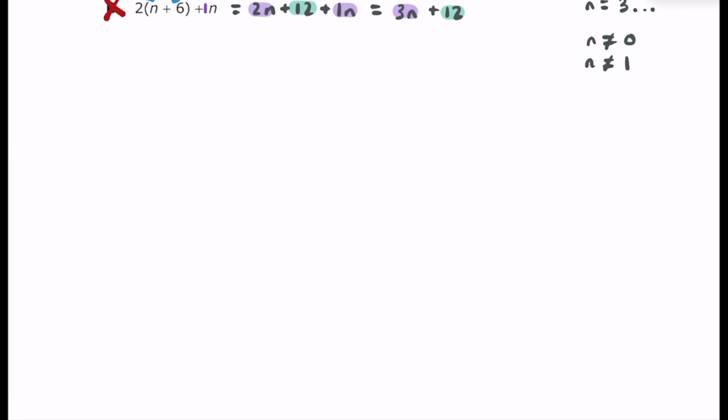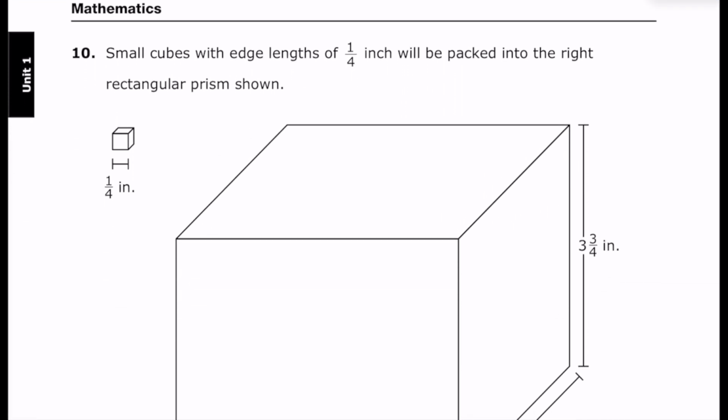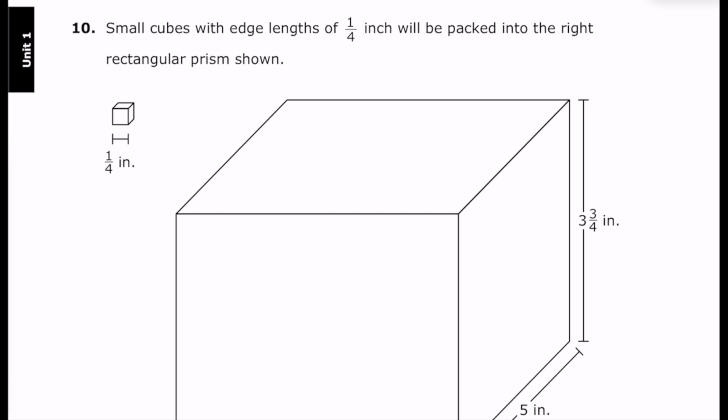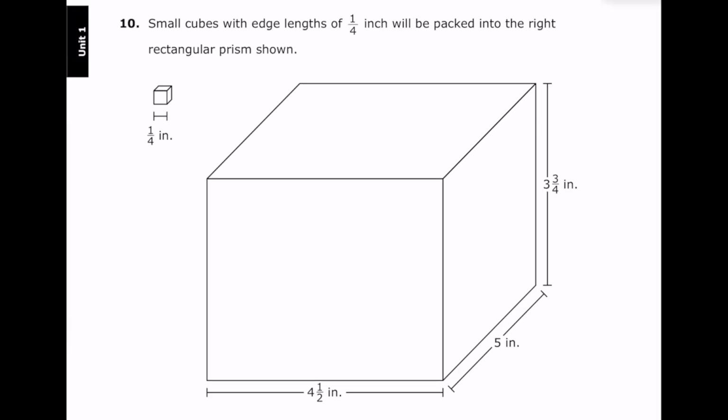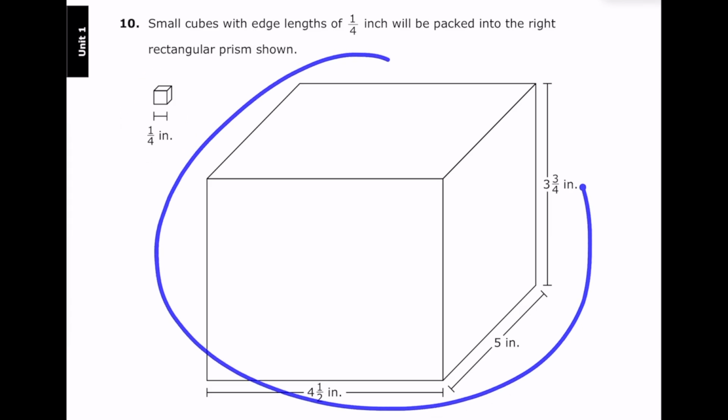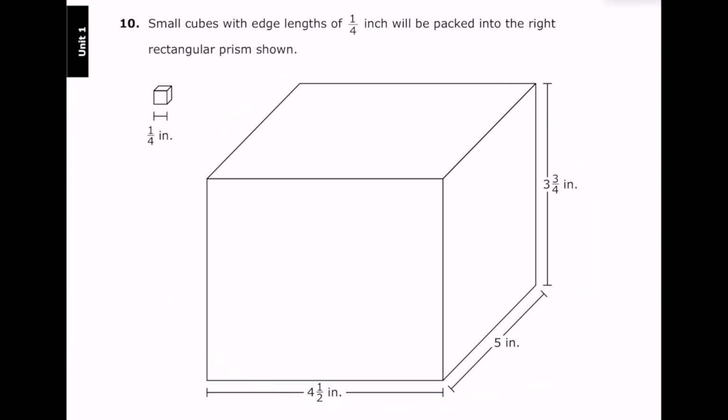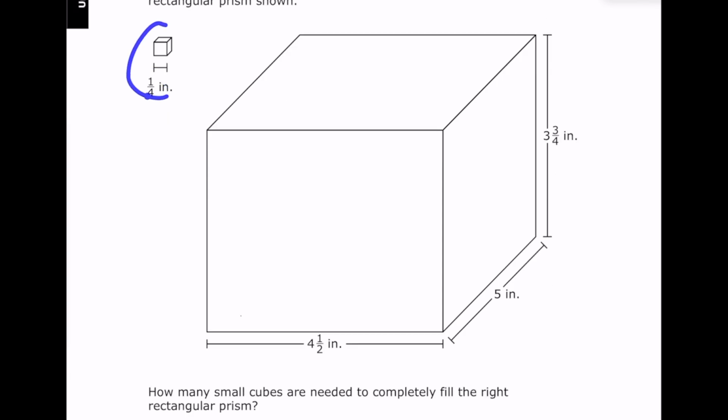All right, let's try number 10. Number 10, we have, I guess, more of a geometric question. We have a bunch of these little cubes right over here, and it looks like we're being asked how many of these little cubes are going to fit inside of this big rectangular prism, or this bigger rectangular prism. So if we want to figure out how many of these little cubes fit into this rectangular prism, what we can do is figure out how many of these lengths of 1/4 fit inside of this length of 4.5.